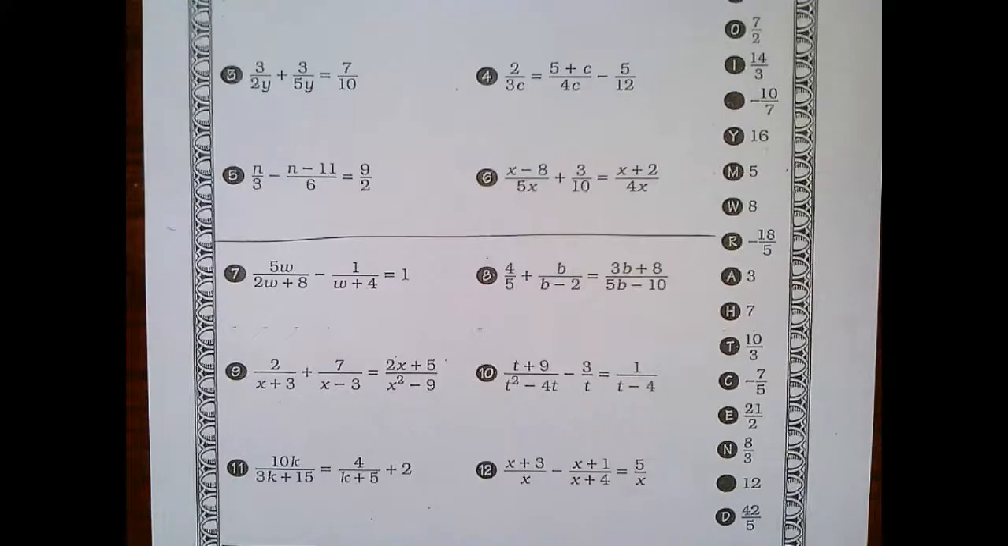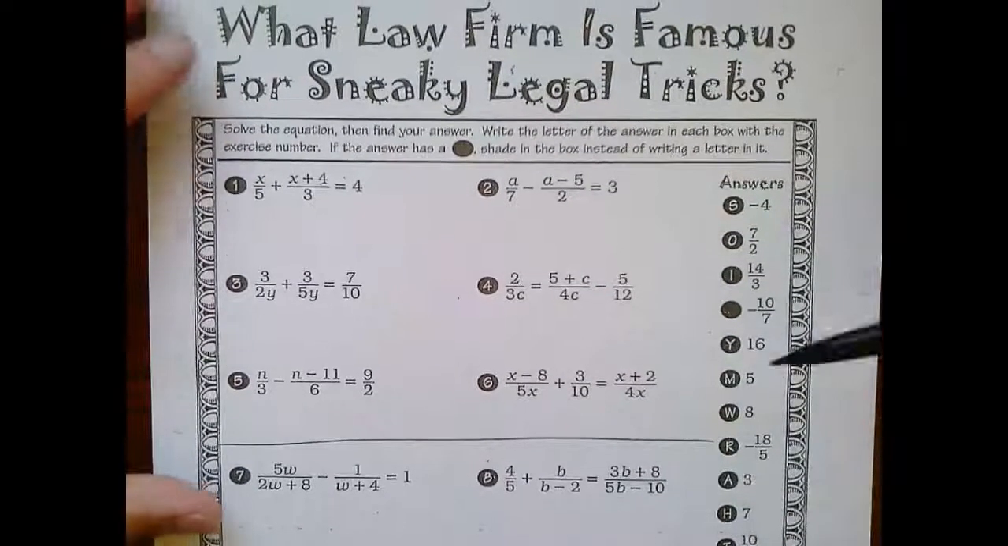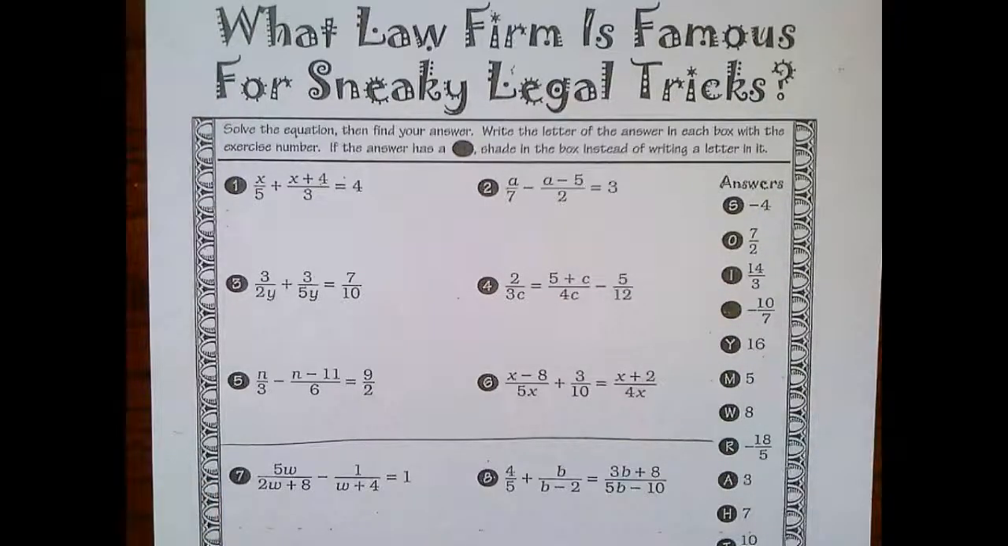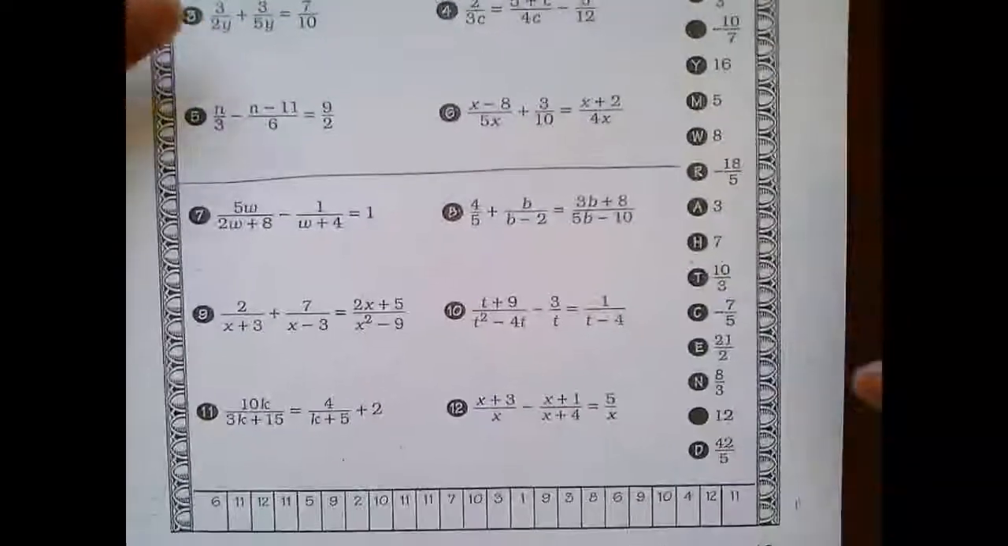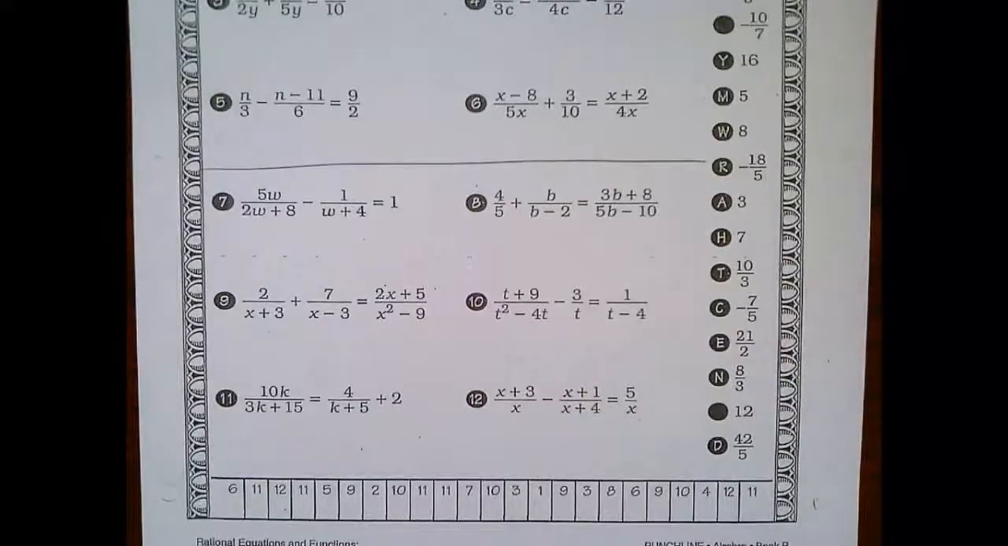All right, guys. So if you can do questions 1 through 6. And then you have answers on this side. It does say if the answer has a box, then shade in the box instead of writing a letter. So find the answer, match it up, write the letter on the bottom. If you could do it on a separate sheet of paper and go from there. If you do want to try the bottom 6, that's totally fine by me. You can ask me questions, shoot me an email, whatever you need to do. I'm more than willing to help.